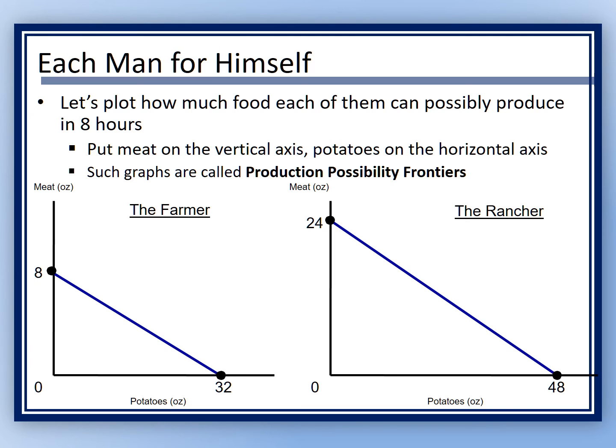Inside the line, you can produce, but that would be a kind of a waste of time because you have some time left, you're not doing anything. Outside, it would be invisible. You can't produce outside, you don't have enough time.